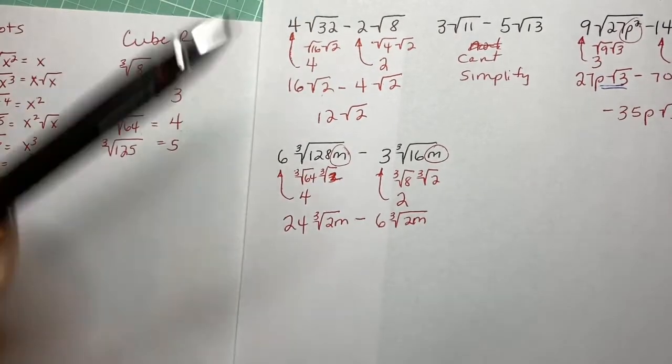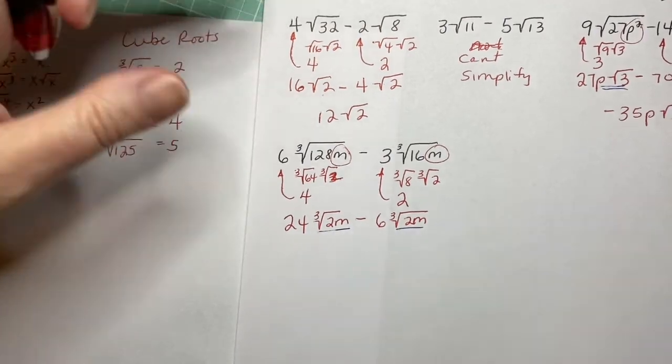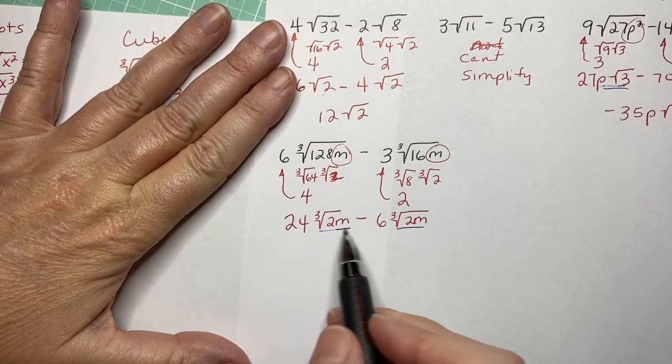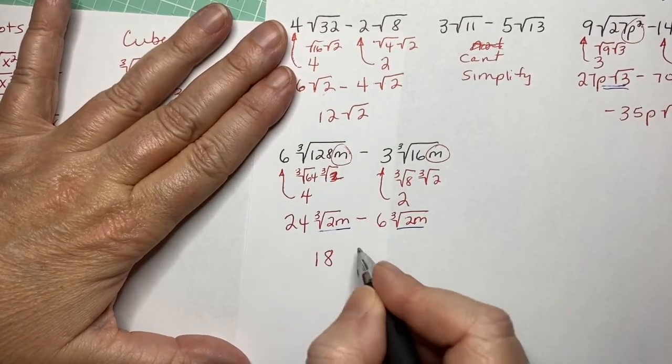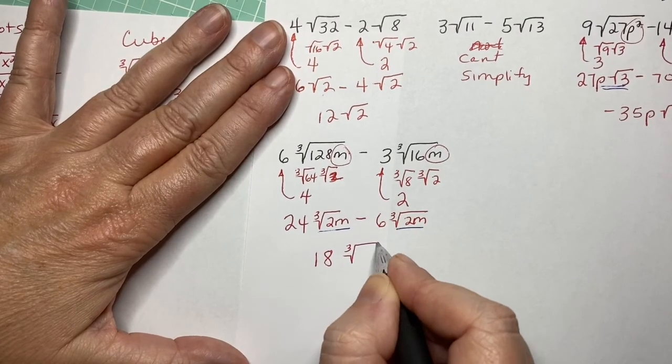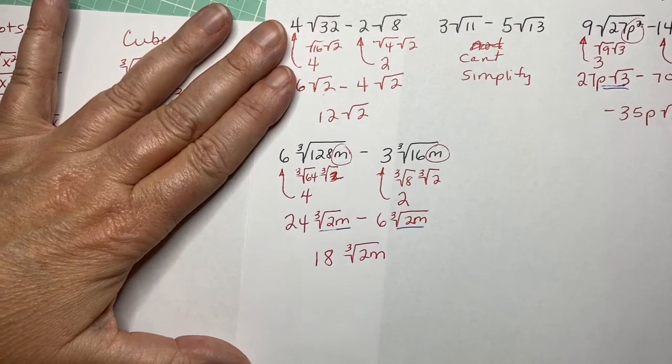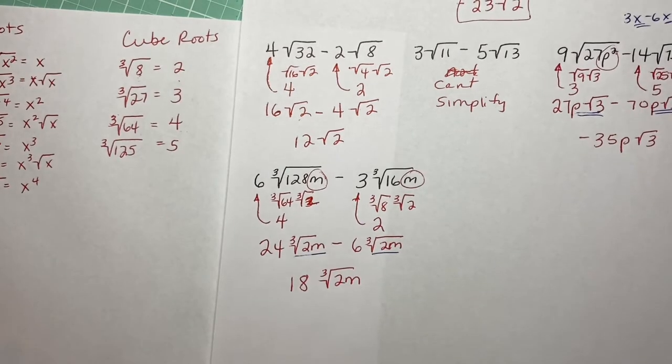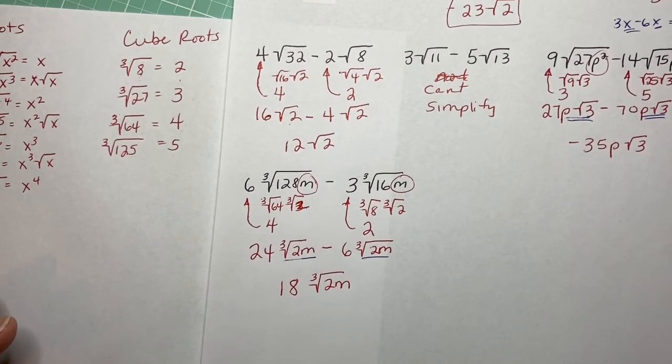Now again, because these are exactly the same, we can just simplify the first and say 24 minus 6 is 18, and then this just comes down: cube root of 2m. So try those practice problems on 10.4.